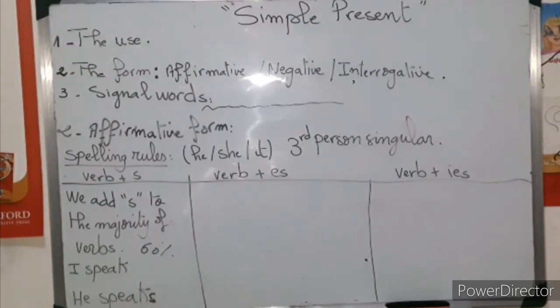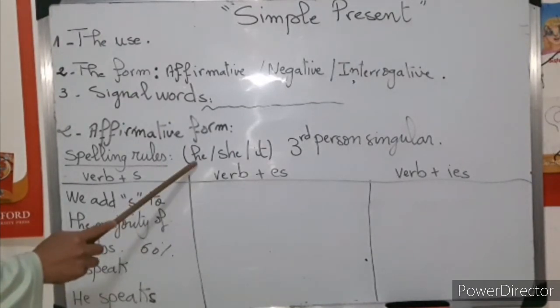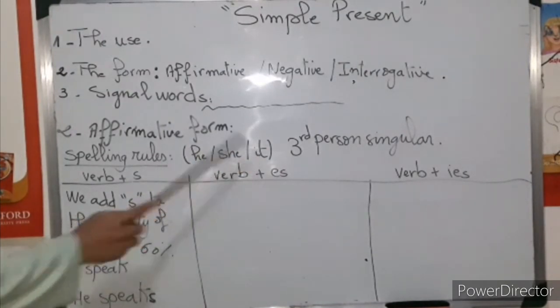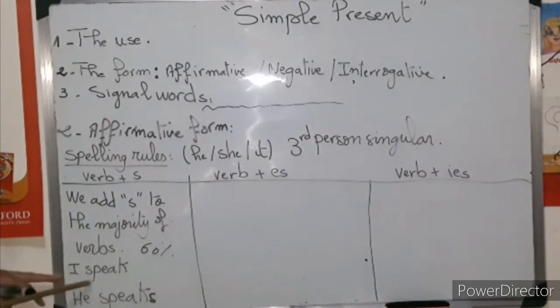Okay, another example. I know Sarah. She knows Sarah. So all these verbs have an S in the third person singular, he, she, and it. Have a look on I. So I speak, we speak, you speak, they speak. Okay? And here, he speaks, she speaks, and it speaks. So I hope that the first rule is clear. Let's move on to the second.